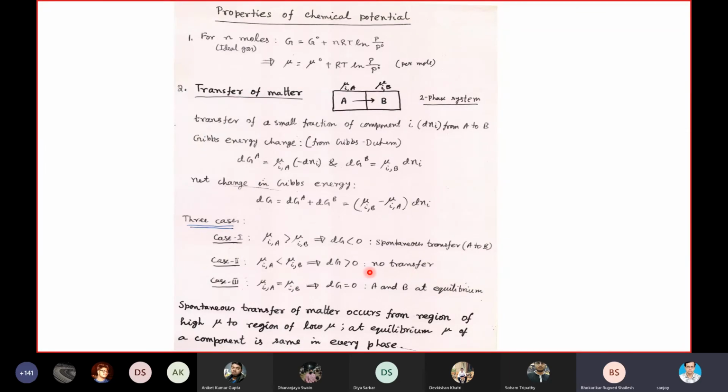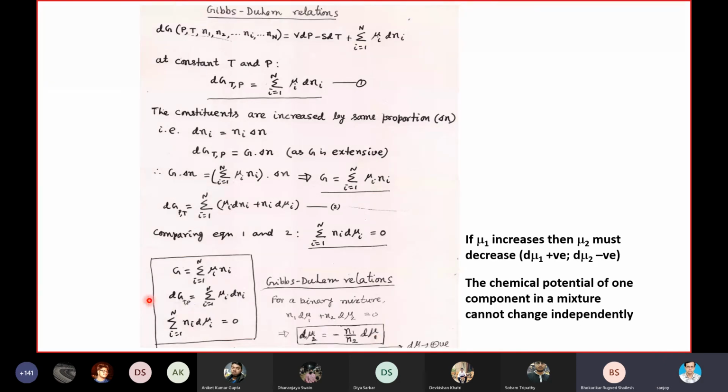Case 2, yes. Sir, here the DG condition of less than 0 was only valid for constant pressure and temperature. But here, if we have some other kind of system, then how can we use the same equation? No, these are under constant temperature and pressure only. Okay, we are keeping this at constant temperature and pressure. See, it is written here.